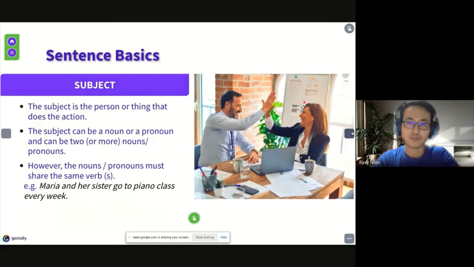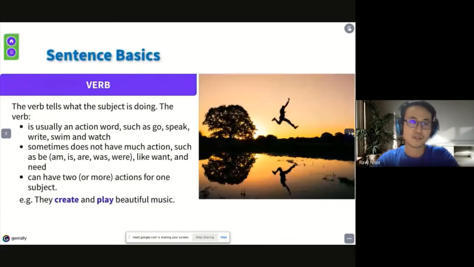So next one is about verbs. The verb tells what the subject is doing. So we refer to the action. We refer to the form of the verb in different tenses or different types of sentences. The verb is usually an action word such as go, speak, write, swim, and watch. So it can be action, or it can be a verb that does not have much action.